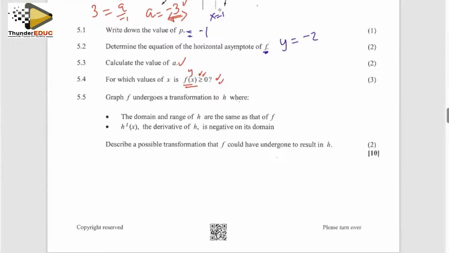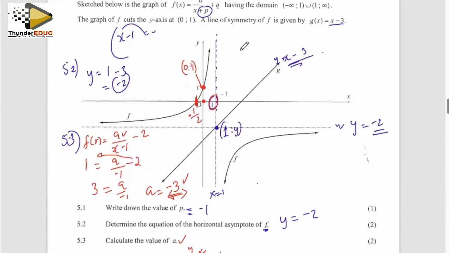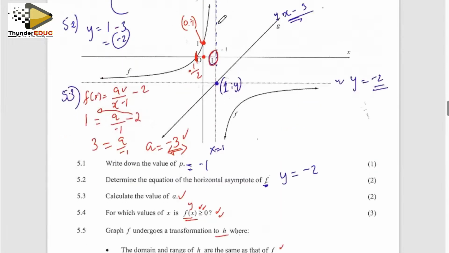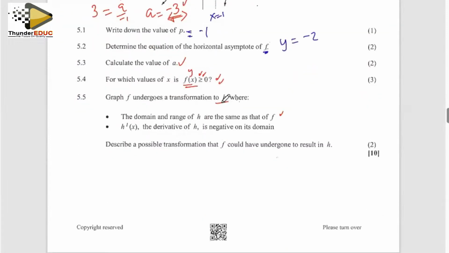If f undergoes a transformation to h, where the domain of h is the same as that of f. Okay, so the domain is the same. We're not changing this one, okay. And then the derivative of h is negative. So when you talk about derivative, we're focusing on the gradient. Must be negative on its domain. Describe the possible transformation that f could have undergone to result in that.